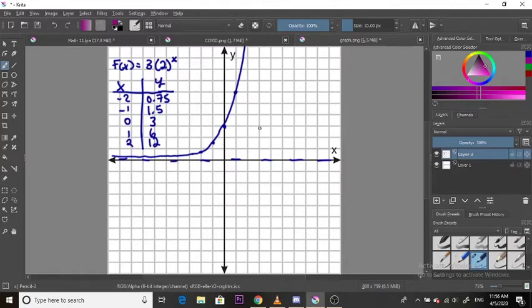So our domain for an exponential function depends on the situation. In this situation, we don't have any constraints, so our domain is basically all the real numbers for this example. So my domain consists of all the real numbers for this one.